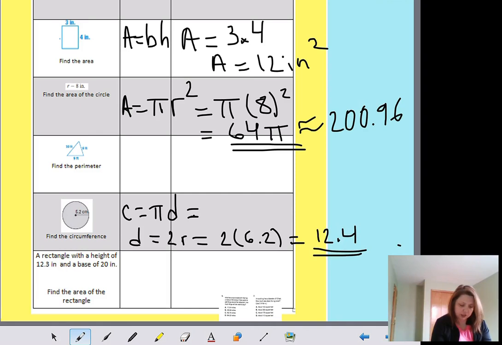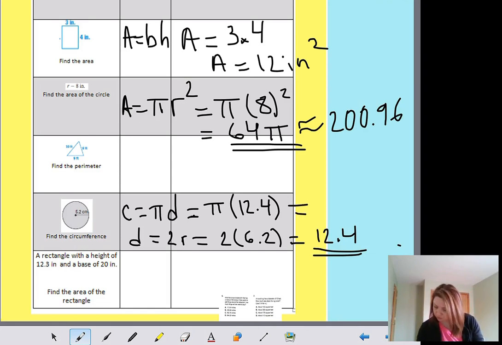And once we know the diameter, we're going to substitute into the circumference formula, and we will have pi times 12.4, or if we multiply 12.4 times 3.14, we will get 38.9. So 38.9 approximately will be the circumference for this circle. And pretty much this is it.